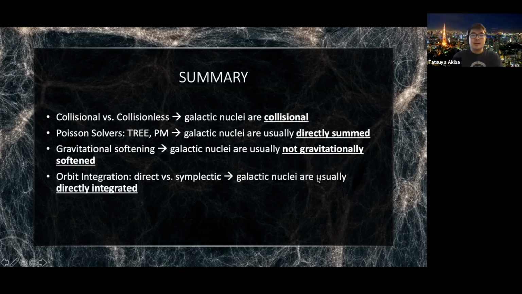And finally, for orbit integration, we have direct versus symplectic. But galactic nuclei, as we saw, are usually directly integrated because nowadays direct integration does a pretty good job of conserving energy and angular momentum and things like that because of the high order accuracy and machine precision. So as you can see, the n-body simulations of the stellar galactic nuclei are the most hardcore way of doing n-body simulations. Everything has to be collisional, directly summed, no gravitational softening, and directly integrated.